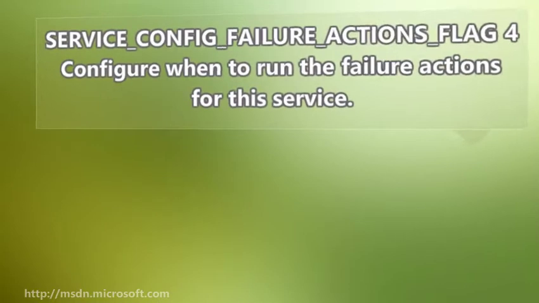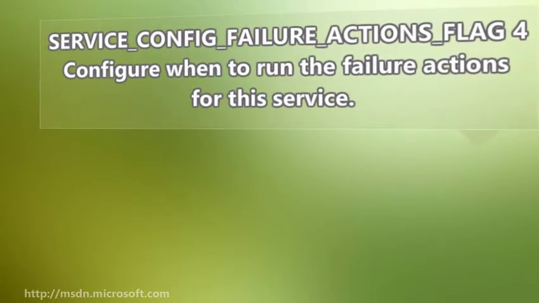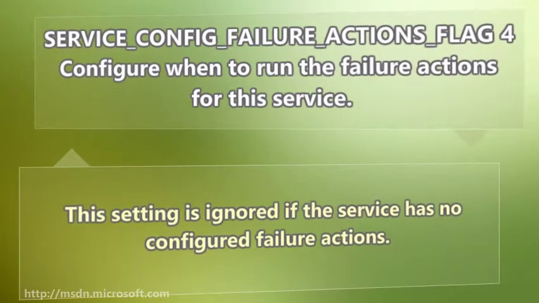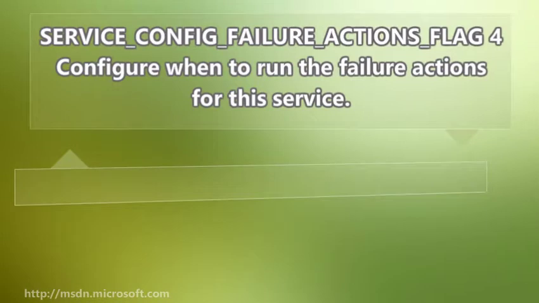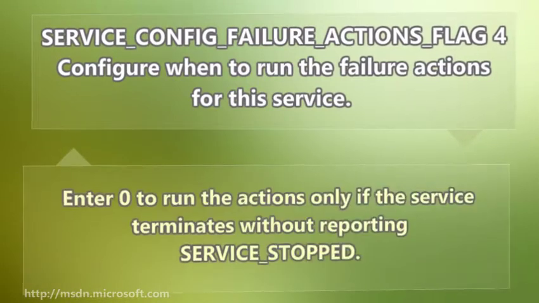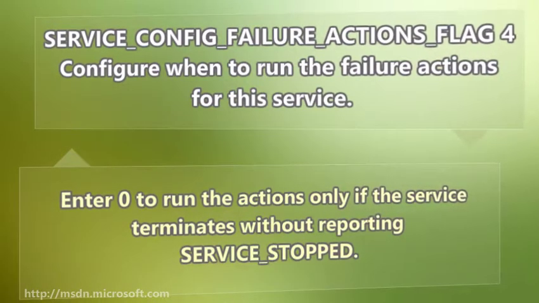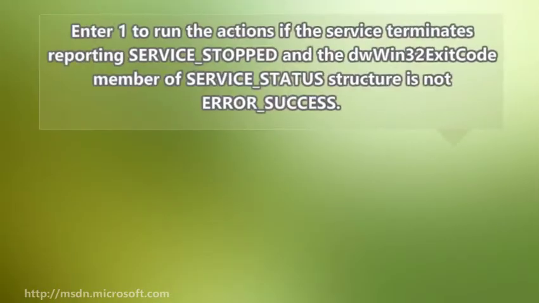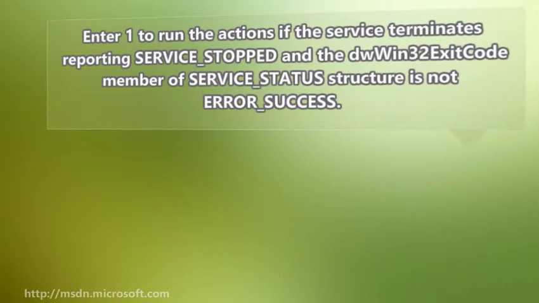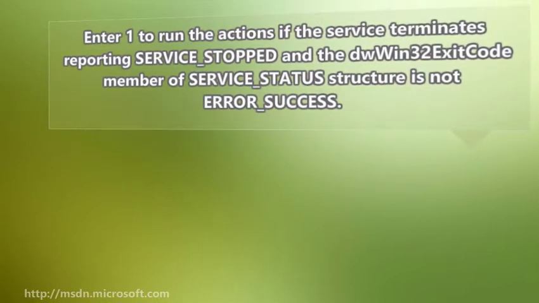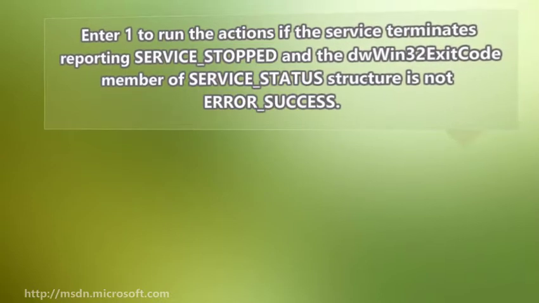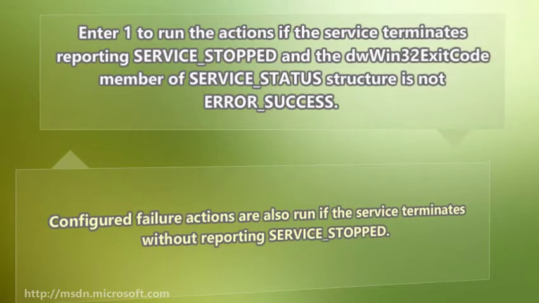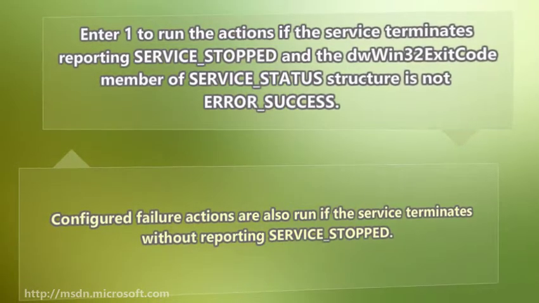Service config failure actions flag 4: configure when to run the failure actions for this service. This setting is ignored if the service has no configured failure actions. Enter 0 to run the actions only if the service terminates without reporting service stopped. Enter 1 to run the actions if the service terminates reporting service stopped and the dwWin32ExitCode member of the service status structure is not ERROR_SUCCESS. Configured failure actions are also run if the service terminates without reporting service stopped.